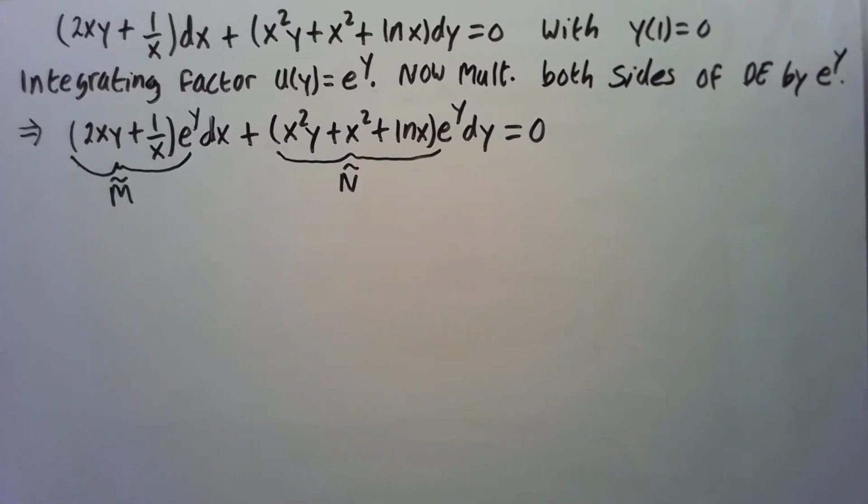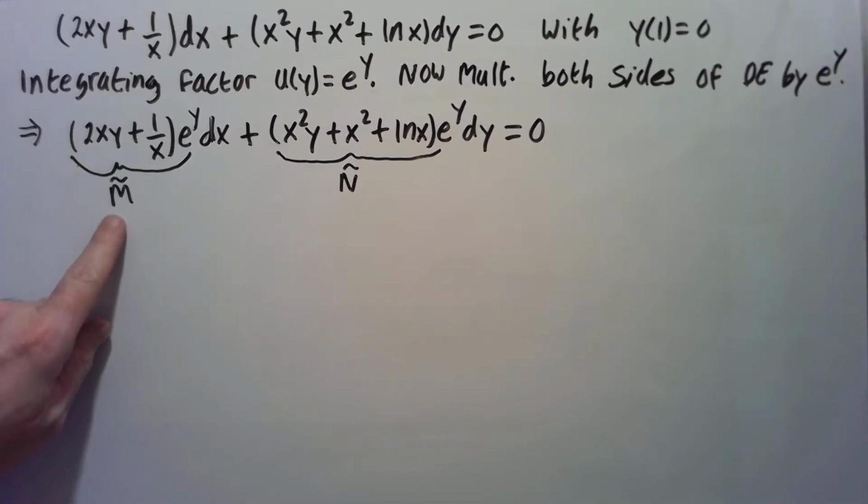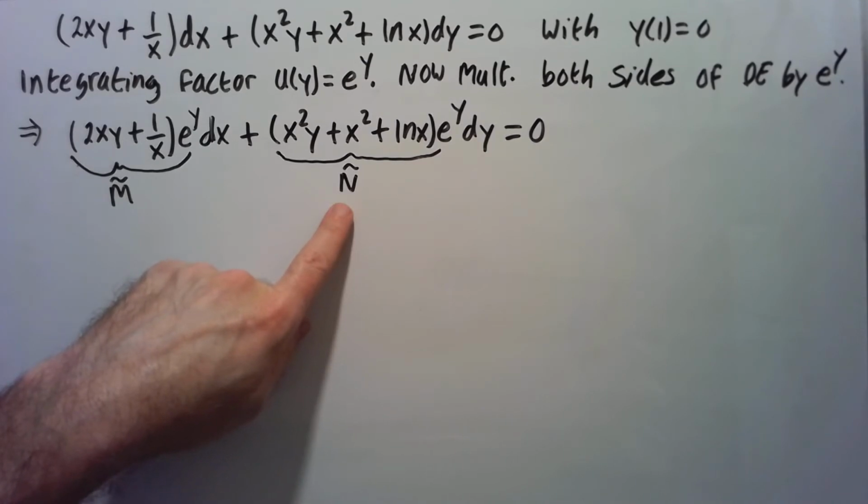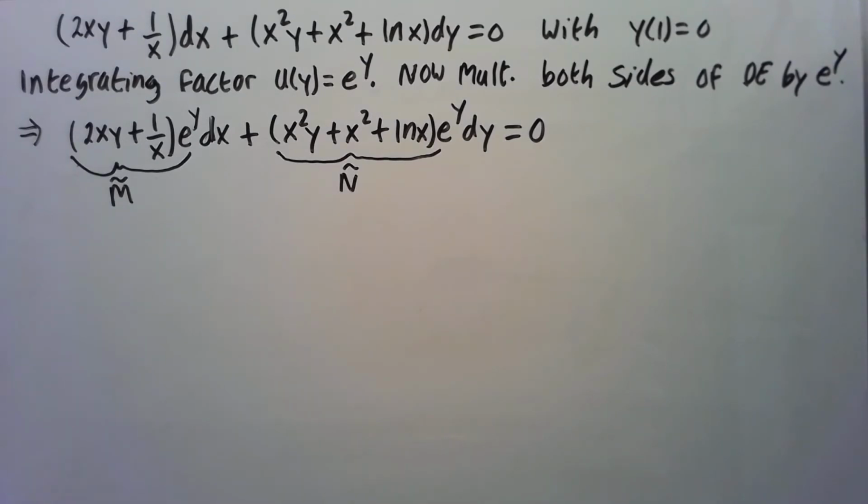Okay, so I've labeled them. So now this should be exact. So the derivative of m tilde with respect to y should equal the derivative of n tilde with respect to x. Let's just check that here. Let's do m tilde with respect to y first.